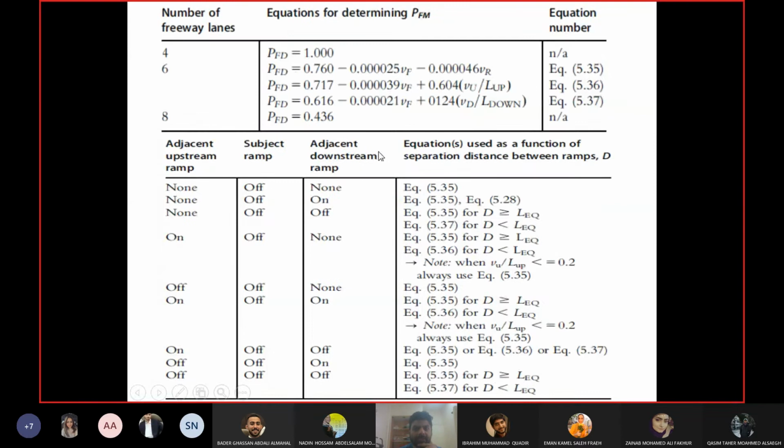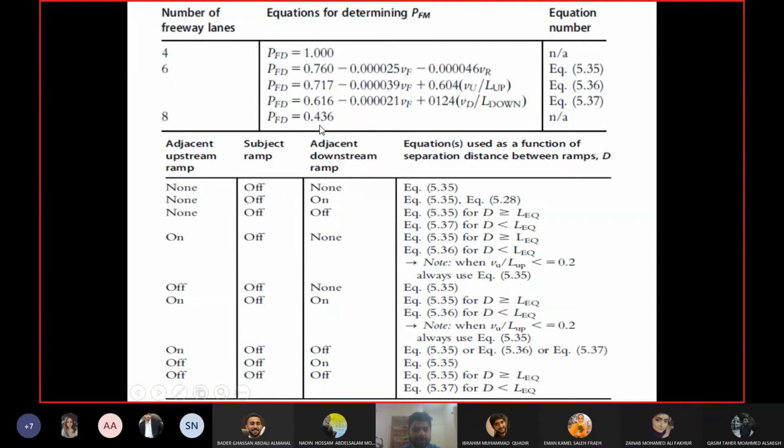This is if you want to find out the diverged proportion. I think this is a mistake in the book. It should be PFD, the proportion of traffic in the 2 adjacent lanes of the diverged area. Again if you have 4 lanes, then it will be 1 because all the complete flow will be in the 2 adjacent lanes. If you have 6 or 8, then you can use these equations. So for 8 lanes, they are saying it's a constant. So again, if there are 8 lanes, then our life will become easier for the diverge area.